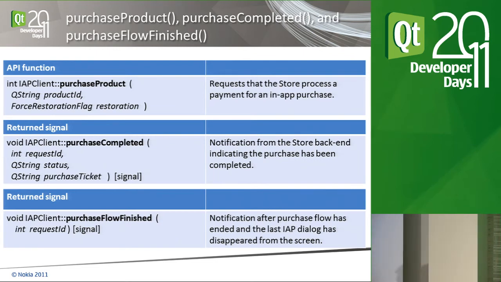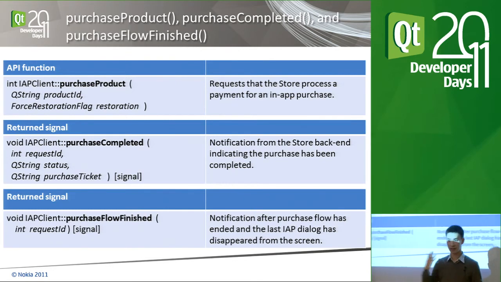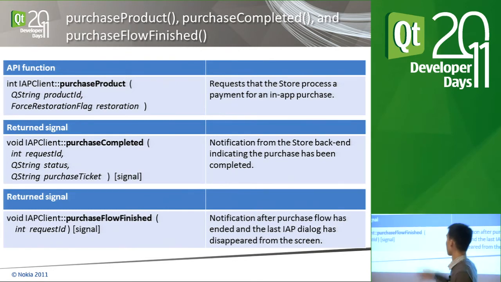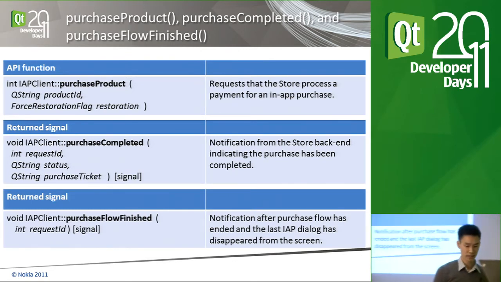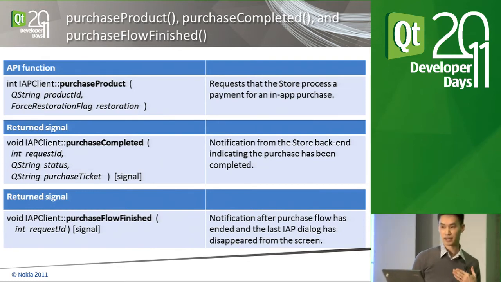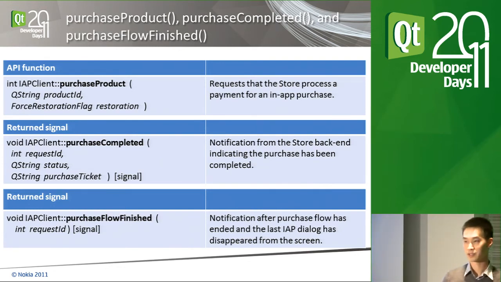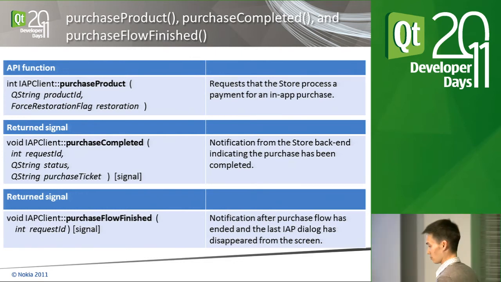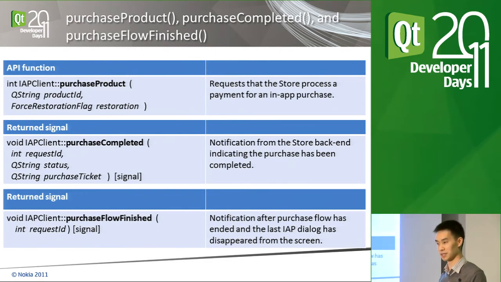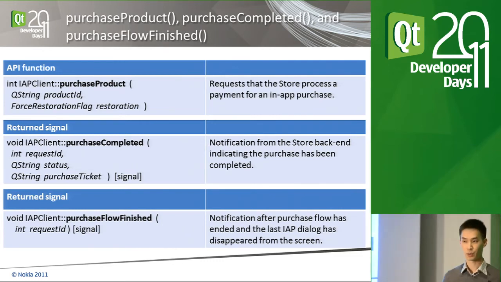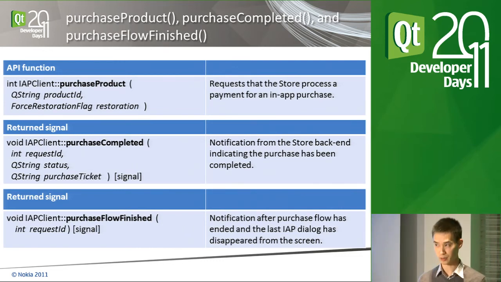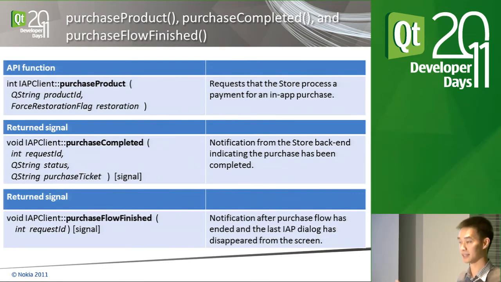The next sequence of methods is purchase product. So again, you specify the product ID. The second parameter that's listed is something that I'm going to elaborate a bit more about, restoration. So whether or not the transaction, if a restoration is eligible, then it's going to do a restore instead of a purchase. But I'll talk about that in the next slide.